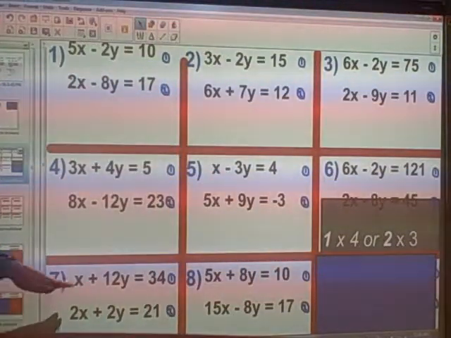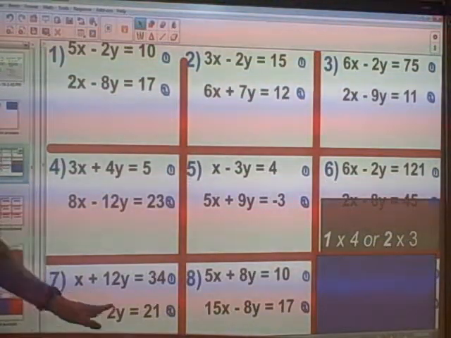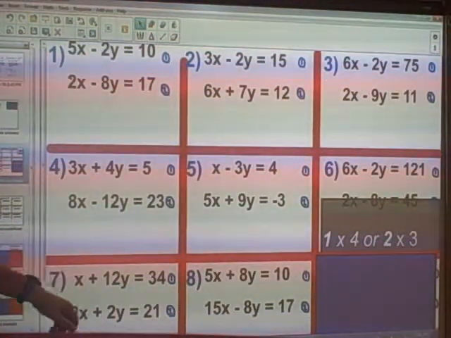And it doesn't want to move anymore. Number 7, I could times the top equation by 2 to make the x's the same, or I could times the bottom equation by 6 and make the y's the same.